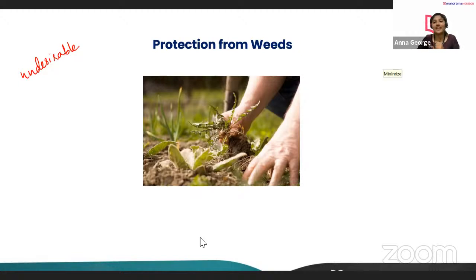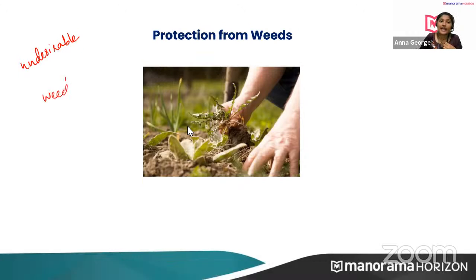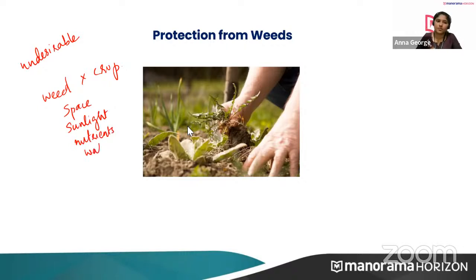Yes, there will be competition between weed and crop. What is the tight competition there? For space, for sunlight, for nutrients, and for water. Okay. There will be tight competition between weed and crop for these things: space, sunlight, nutrients, water. So it is very important to pick the weeds out from the soil that is being grown around our crop. It is very important.